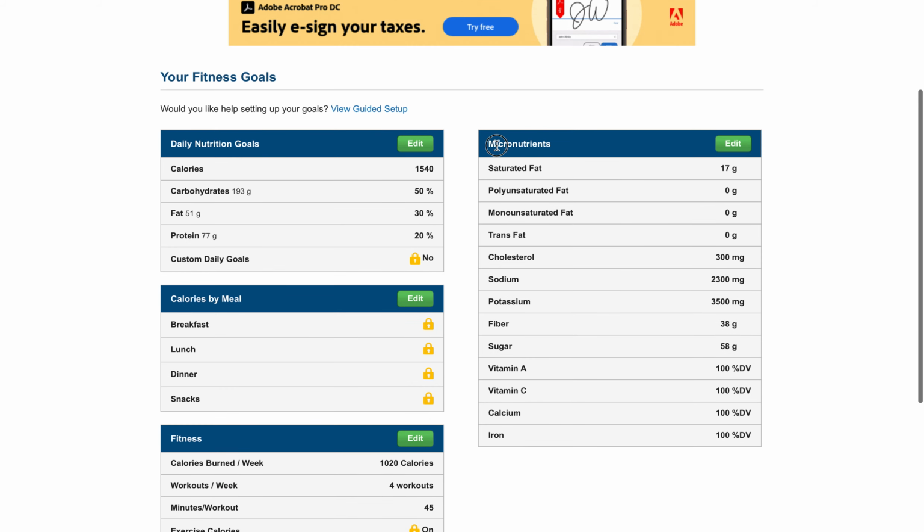And on the micronutrient breakdown, this is guidelines. Try to eat less than 17 grams of saturated fat in your diet in a day. Try to consume less than 2,300 milligrams of sodium in a day. Those are really important to try and follow.